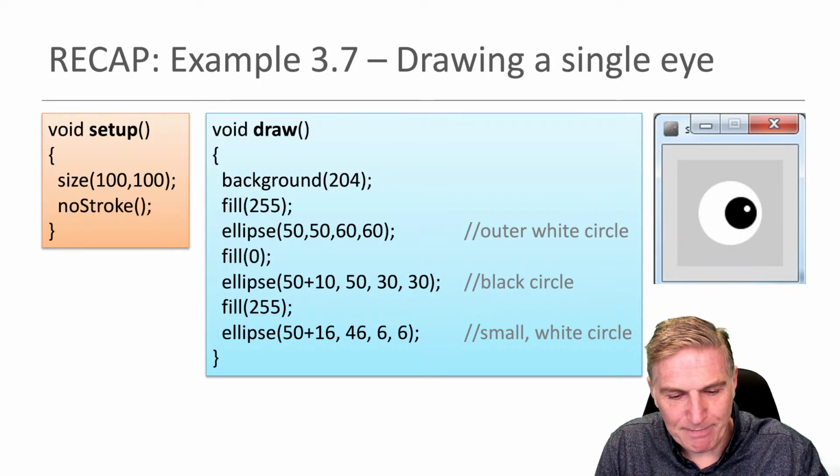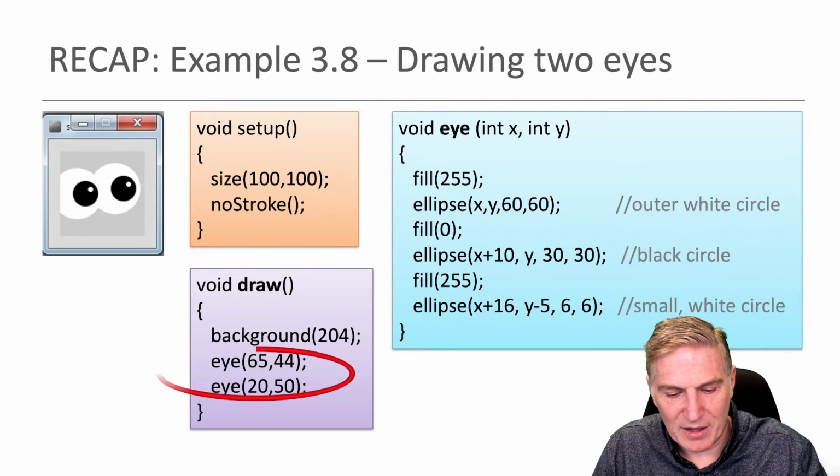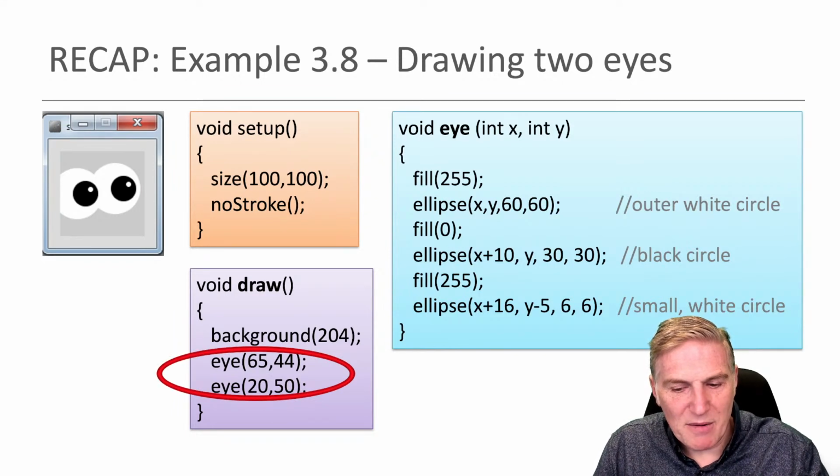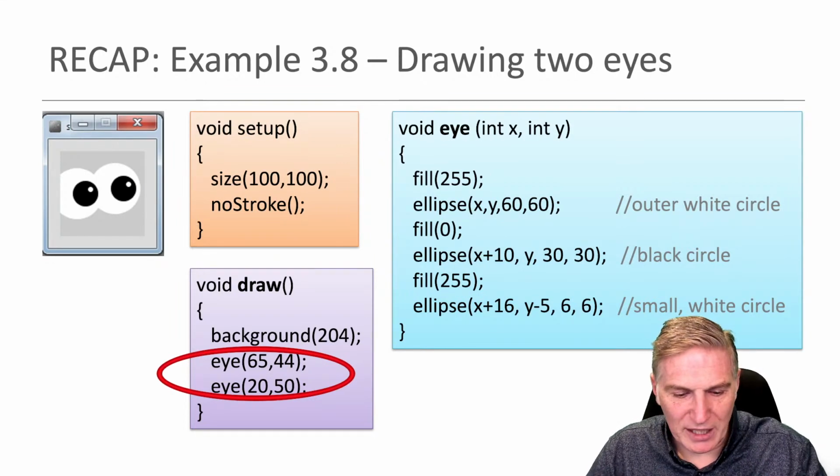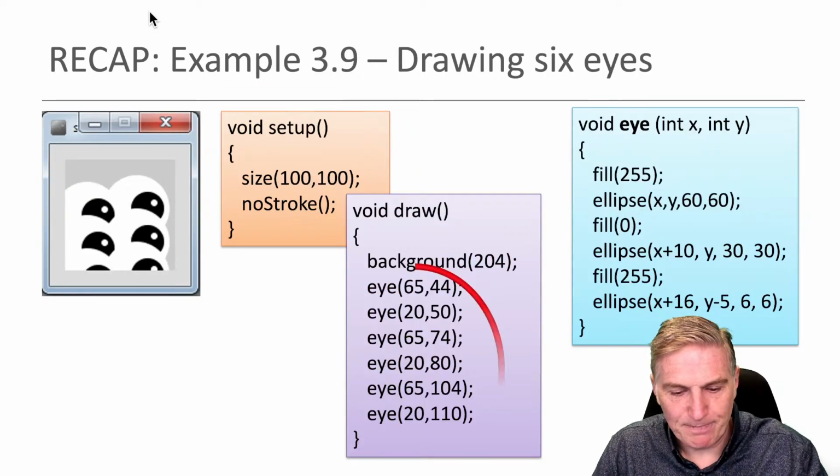Drawing a single eye. So here we have setup and draw. This is how you might have tackled it without knowing about methods. All our code goes in the draw routine and we draw a single eye. But we were able to then put that code into an eye method, which is here, and then we were able to call it more than once. So it's more efficient. Instead of having to repeat the 6 lines of code, we can just call it once. So this is nice and efficient, and we can draw then an eye in multiple locations.